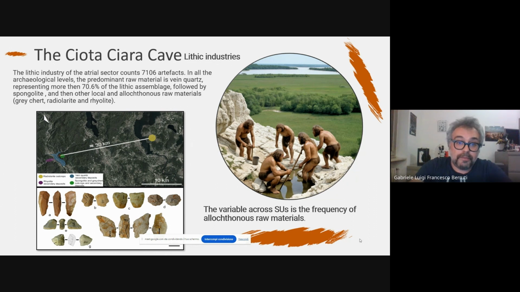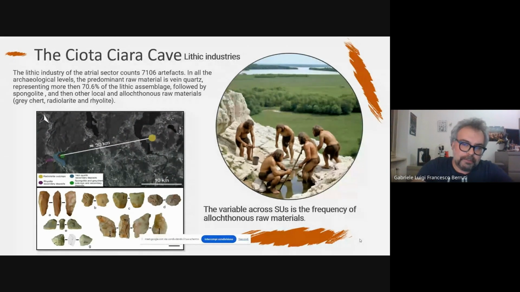But we have a lot of other materials, local and allochthonous. For the local material, we have the spongolite, a very bad quality chert found in the surroundings of the Ciota Ciara. For the allochthonous raw materials, we have radiolarite, rhyolite, and also gray chert. The rhyolite can be found on the other side of the valley, in the purple area in the image. For the radiolarite, we found the outcrops more or less 30 kilometers from the Ciota Ciara Cave.